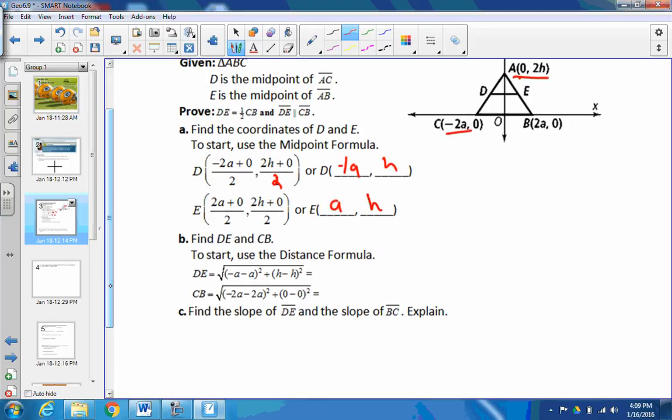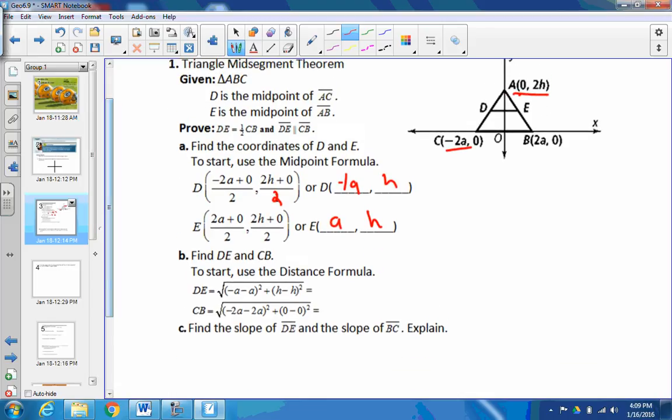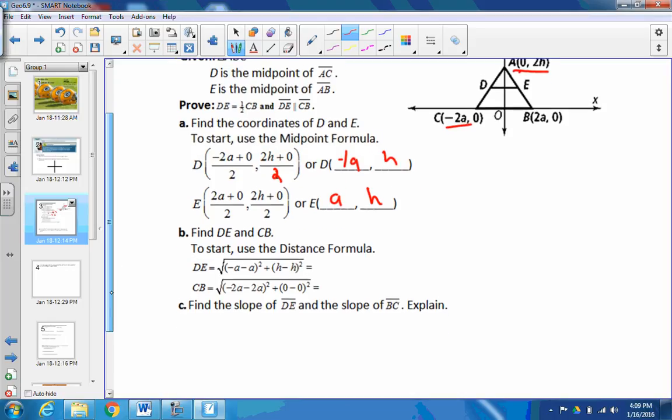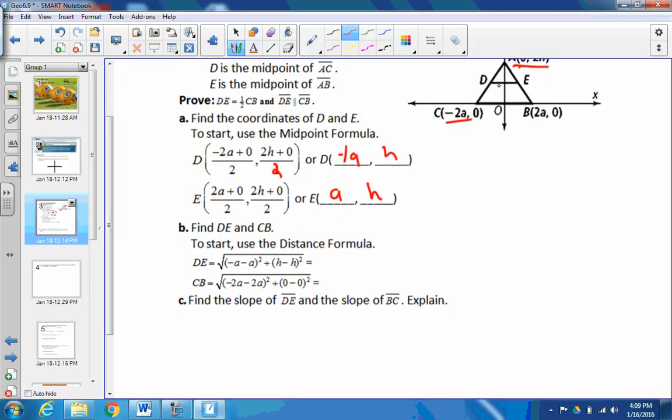Now we're going to find DE and CB. So we have the coordinates for the midsegment. That's good. We're now going to find DE and CB because we're going to try to prove that DE is 1/2 of CB. So we're going to use the distance formula. It's already started off for you. For DE, we're going to use these two points that we used.